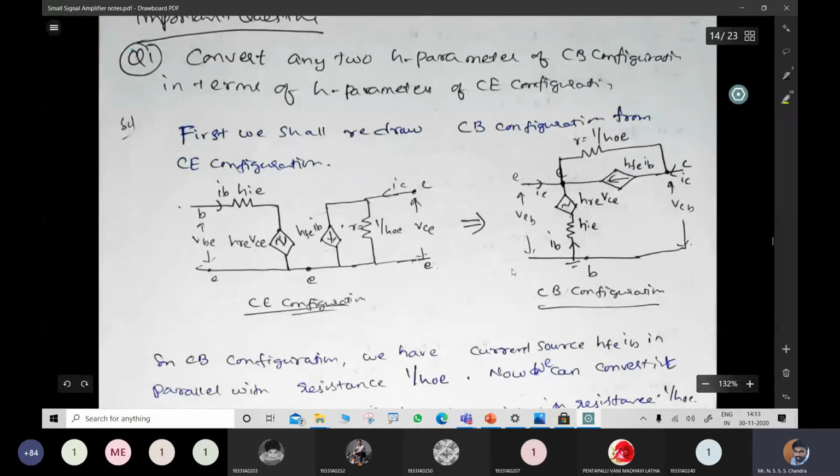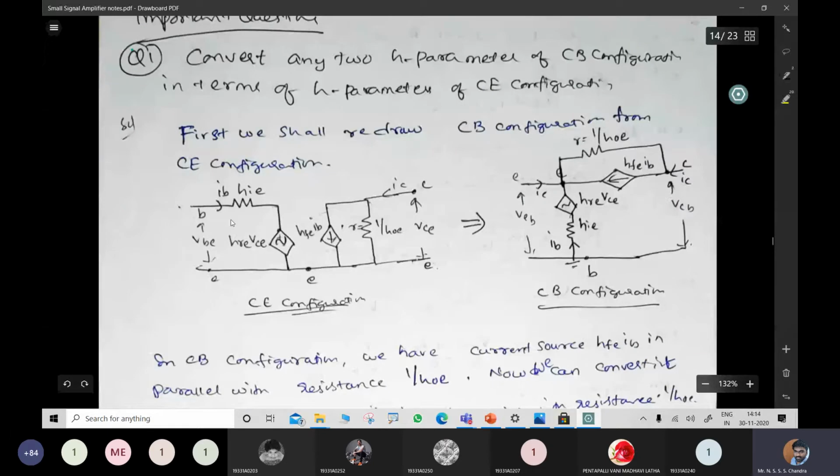If you want to change it to a common base configuration, your common terminal will be your base terminal. The only thing you need to do is transform this existing configuration, so you will not be changing any of these connections. The only thing you are going to do is connect the ground to the base terminal, take the input from the emitter terminal, and take the output from the collector terminal. All other elements will be as they are, the connections.